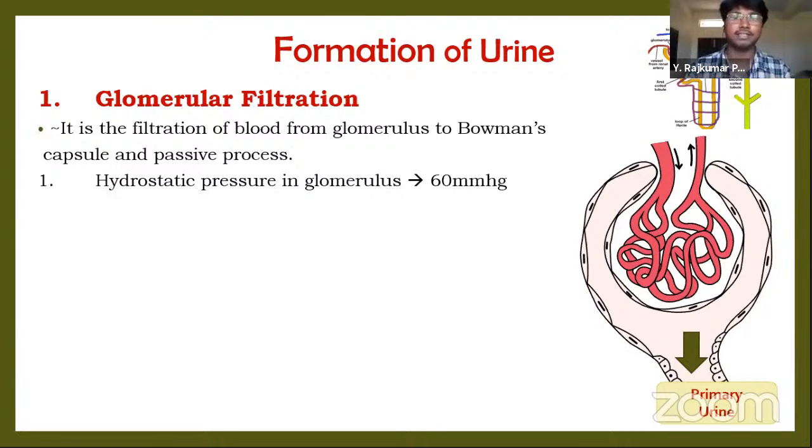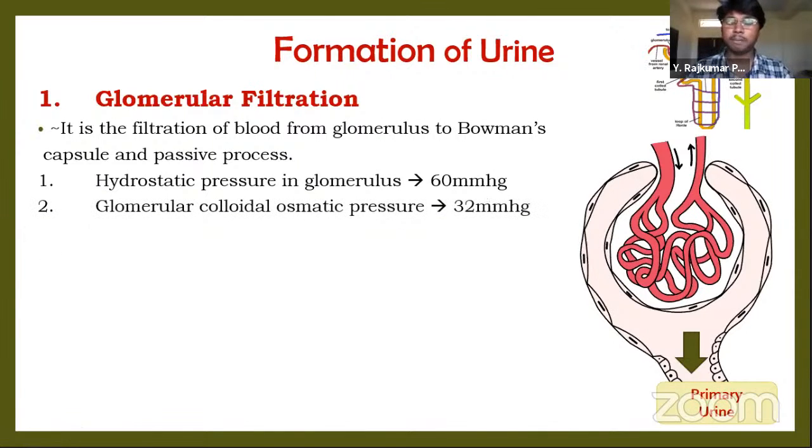What are the pressures that help in the formation of urine? Let's see. The first kind of pressure is hydrostatic pressure in the glomerulus. Hydrostatic pressure is applied by the liquids. So liquids produce this hydrostatic pressure. When you measure it, it is around 60 mmHg. Okay, 60 mmHg.